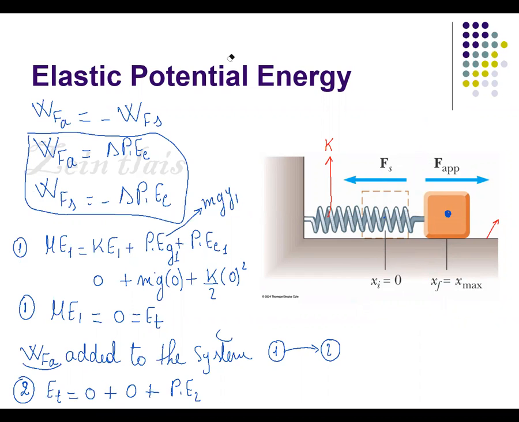The conclusion is, at this point, the total energy equals 0. Between this point and this point, we add the work of Fa as energy. At the final position, we have E total equals the elastic potential energy. I see here that the energy consumed, the work of Fa, is converted to the elastic potential energy. Okay, it's clear now.